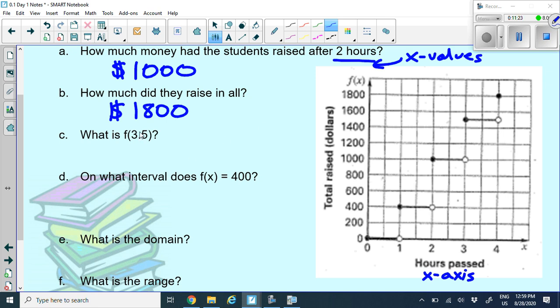Okay, so this one shouldn't be too bad. It says, what is f of 3.5? This should be very straightforward. Now remember, this 3.5 represents the x values, okay? X values are the hours. So when it says f of 3.5, we're trying to figure out, what is the y value that corresponds to it? What is the f of x value, okay? So that has to represent the total amount raised. So find the total amount raised that corresponds with 3.5. Go ahead and pause the video and do that for me right now.